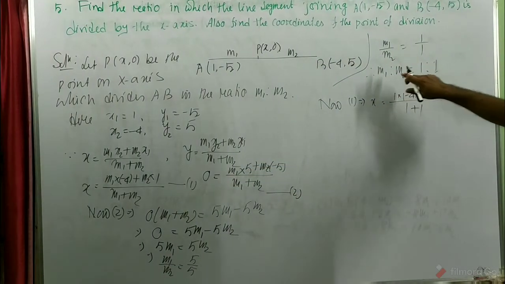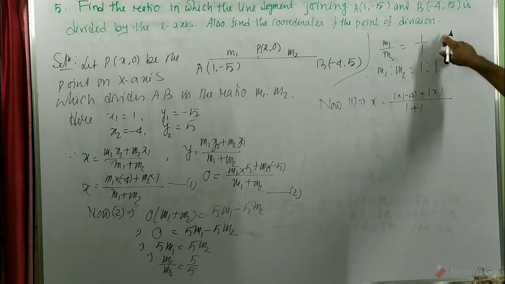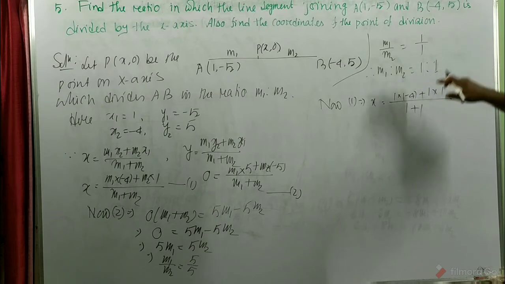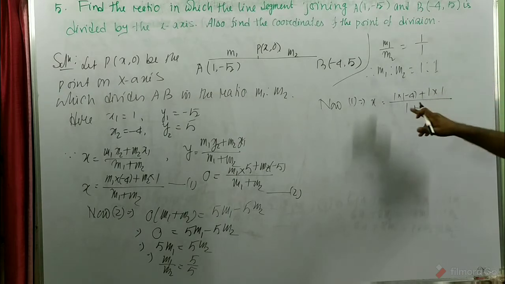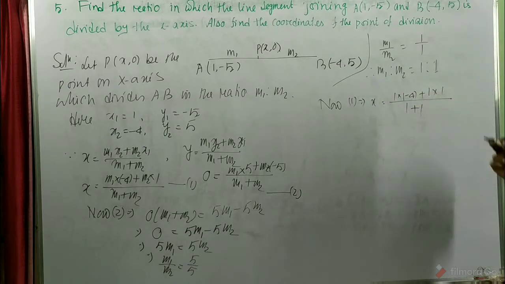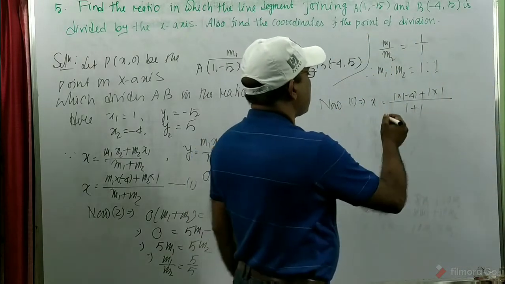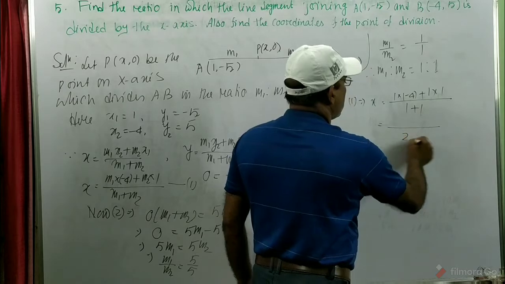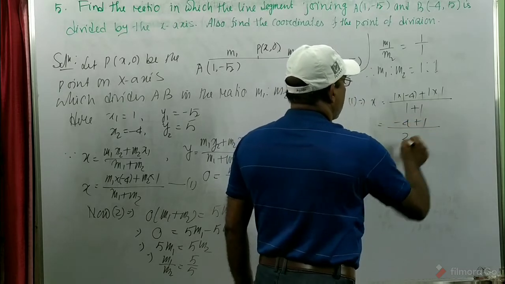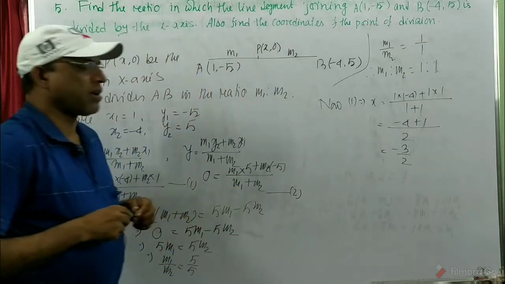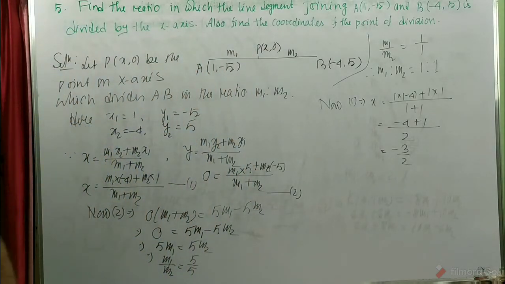Actually m1 by m2 we can consider k also, then 1k, m1 is 1k, m2 is 1k, but directly we can put this, no need to put k. You cancel this k, directly we can put this 2 minus 4 plus 1, this is minus 3 by 2. So the value of x we get is minus 3 by 2.